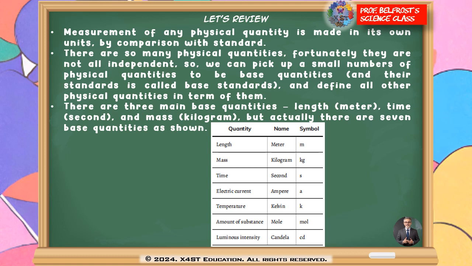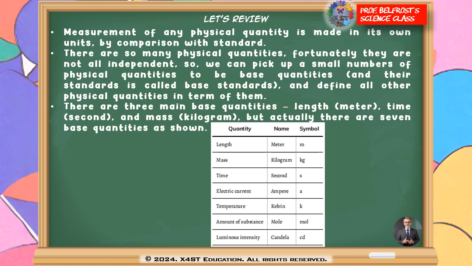Okay, so I will review a little concept that I have explained to you in the first lesson. So measurement of any physical quantity is made in its own units by comparison with standard. So for a measurement to be made, it means that you need to apply a certain standard. For example, if you are about to measure length, there are many standards that you can use. You can use meter, you can use feet, you can use inch, you can use any kind of standard for the measurement of a certain physical quantity. So first is to determine which standard you will use.